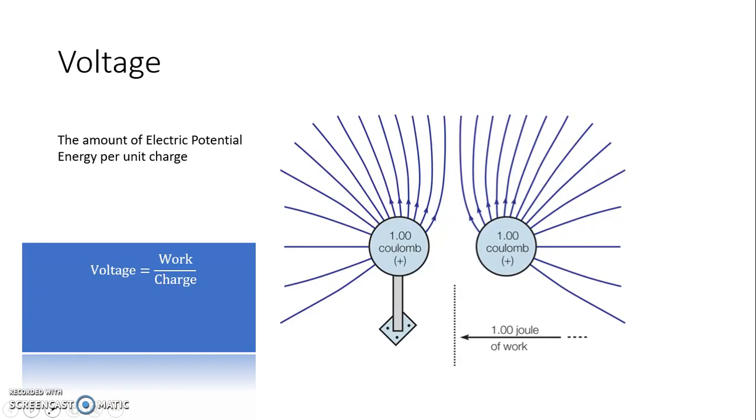Now they're going to be repelling each other, so you have to do a certain amount of work to move that charge. The amount of work done to move that charge divided by the charge itself, 1 coulomb, that would be the voltage. We measure voltage in what's called the volt. 1 volt is equal to 1 joule, which is the unit of work, divided by 1 coulomb, the unit of charge.